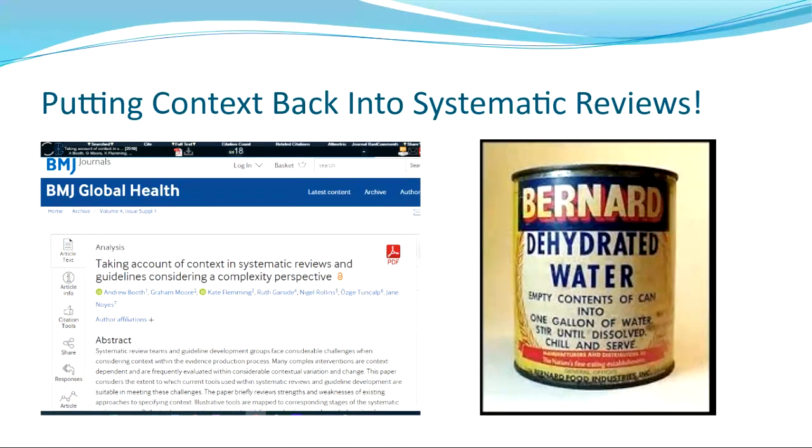And this particular article that I worked on behalf of the World Health Organization shows the different ways in which context can be built into the various tools that you use when undertaking systematic reviews.